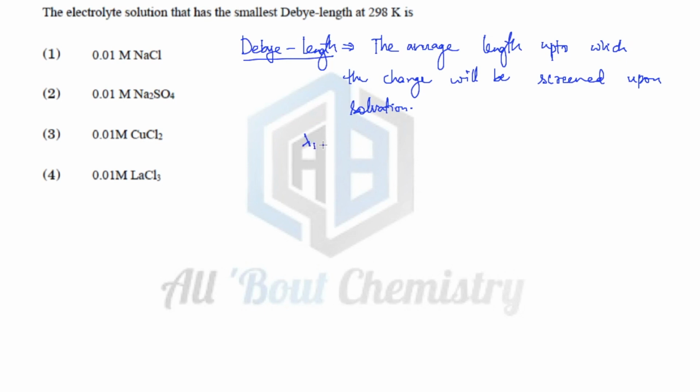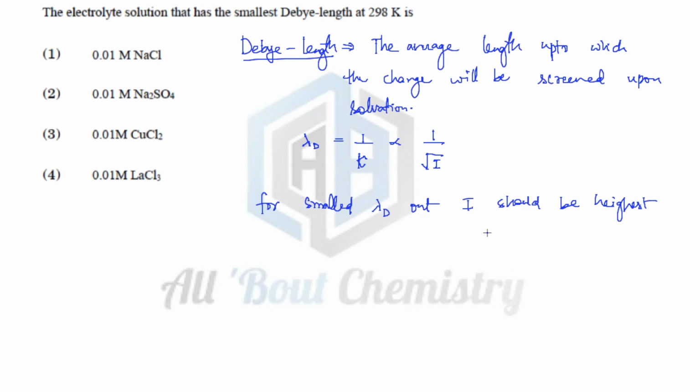It is given by lambda d, and you might have seen in many books that lambda d is equal to 1 upon kappa. If you look at the formula, you don't have to remember the complete formula, but you will find that it is inversely proportional to the square root of I, where I is your ionic strength. So for the smallest lambda d, our I should be highest, because they are inversely proportional. So for the highest I value, the formula goes like this.